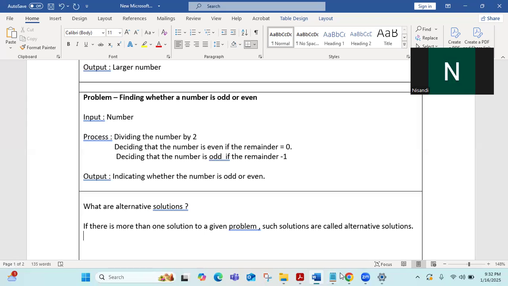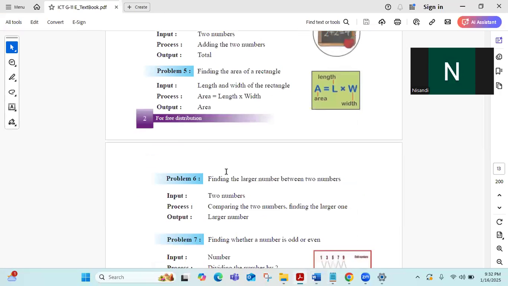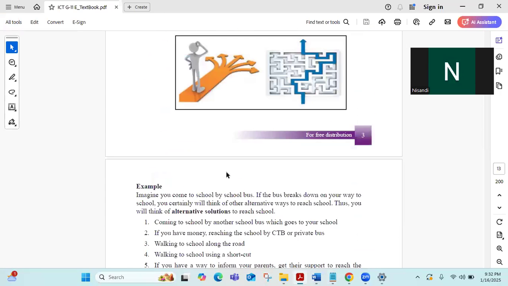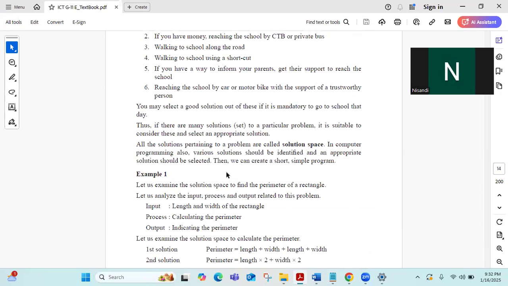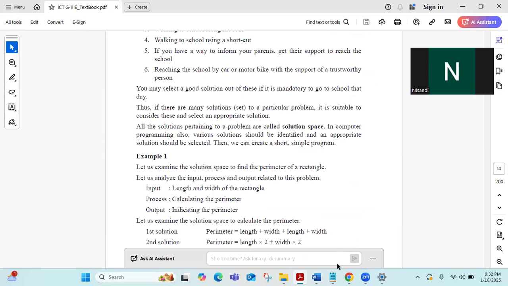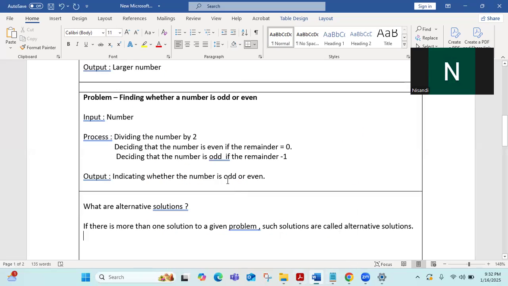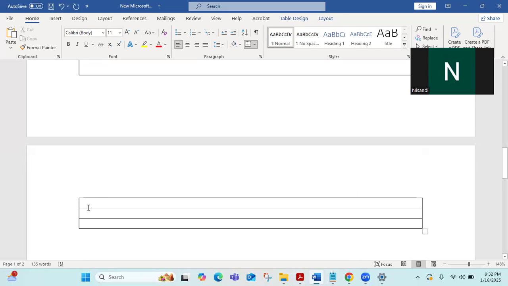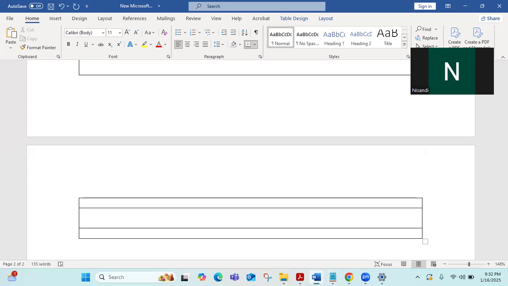Okay, fine. So this is explaining about alternative solutions. Now we will take a problem and discuss the alternative solutions. Say now we have a problem, say example one.